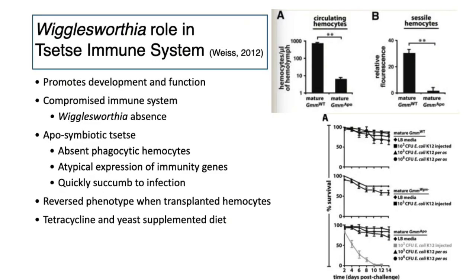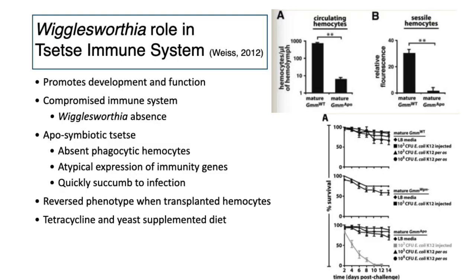They also treated it with non-pathogenic E. coli, and they were able to realize that the flies that are aposymbiotic were quick to succumb to infection. They saw that in those aposymbiotic tsetses, they had absent phagocytic hemocytes and atypical expression of immunity genes. When they wanted to reverse the phenotype, they were able to transplant hemocytes back into the system. And they gave it yeast as well as tetracycline, because the yeast was to help prevent the fly from being sterile.